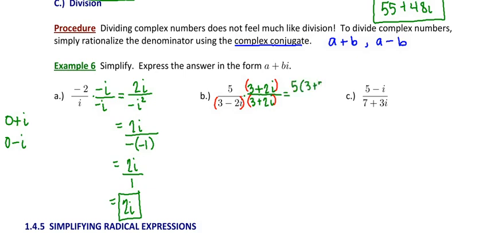5 times 3 plus 2i. You may be tempted to distribute that 5 there, but hold off on distributing it. It may be the case that it will reduce with some factor in the denominator later. In the denominator, however, I do want to execute the FOIL.